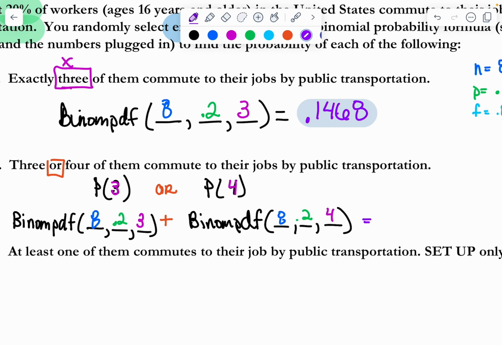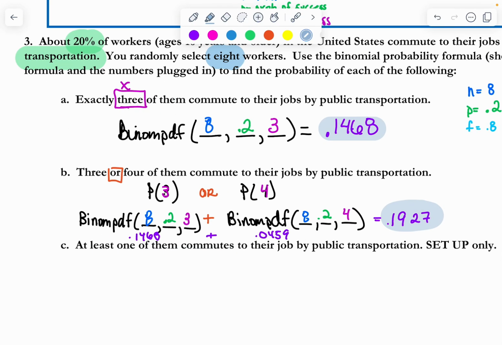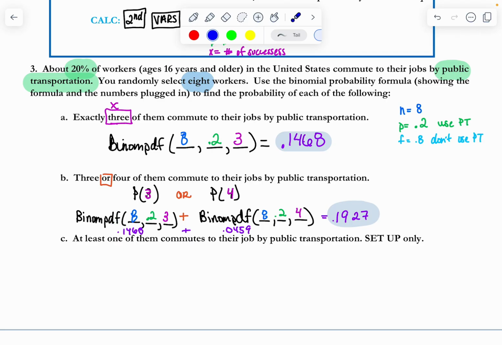All right, so binomial of 3 is 0.1468. We got that from the previous one. This one you should have gotten 0.0459, and if you add them together, the total probability is 0.1927. Okay, so that's the or probability. We just had to do the Binomial PDF twice and add them together. So that's great. So we're going to see like exactly 3. I'm going to go back and box that term exactly 3. So we use Binomial PDF once. Or probability, we used Binomial PDF twice and just added the values together.